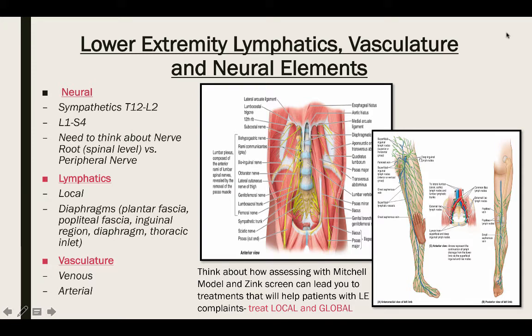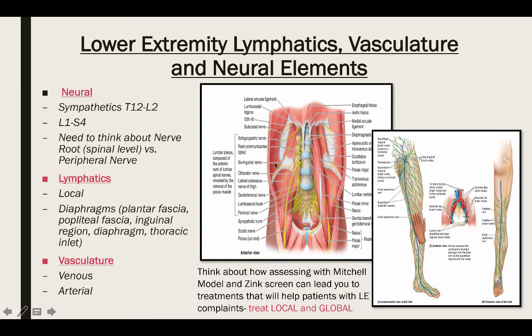And then vasculature, venous, and arterial considerations for the lower extremity. So always checking for pulses. And then think about what you already know already with Mitchell model and zinc that can lead you to be able to treat patients with lower extremity complaints locally and globally.